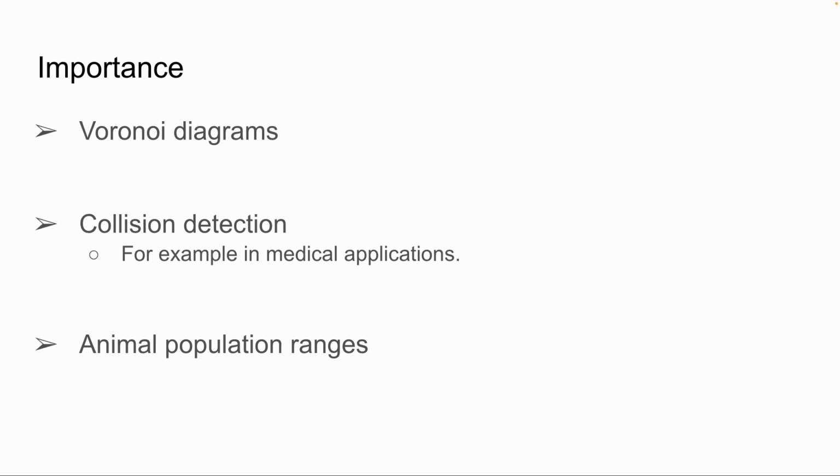efficiently, and Quick Hull is a very efficient algorithm with time complexity O(n log n). It can also be used in scientific research, for example defining animal population ranges. So it does have a very strong importance. So let's just go over the code walkthrough now.